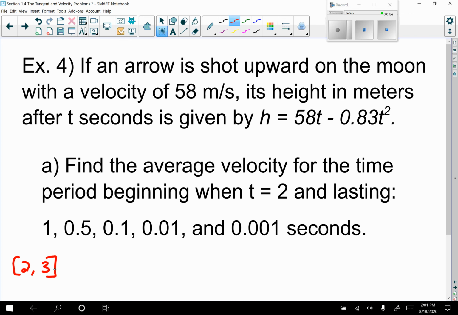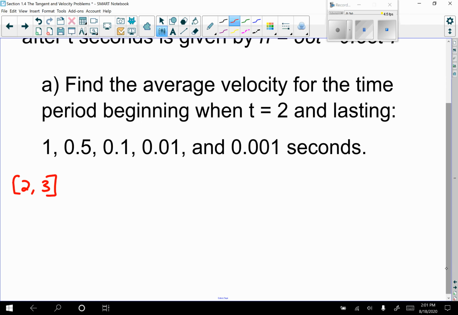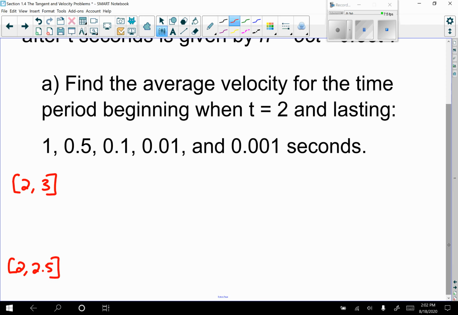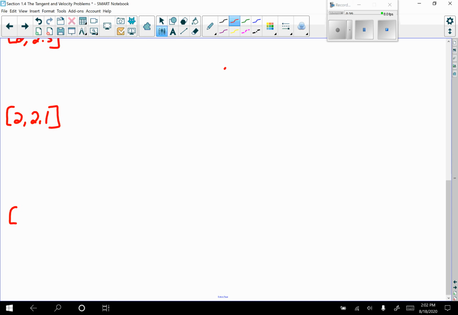So then the next one we would go 2 to 2.5, 2 to 2.1, 2 to 2.01. So we could see that we're getting closer and closer to 2 with those second values of t. So these would be our time intervals here, 2 to 2.5. And then we have to use the function to find the y values. So next it would be 2 to 2.1, 2 to 2.01, and then lastly 2 to 2.001.